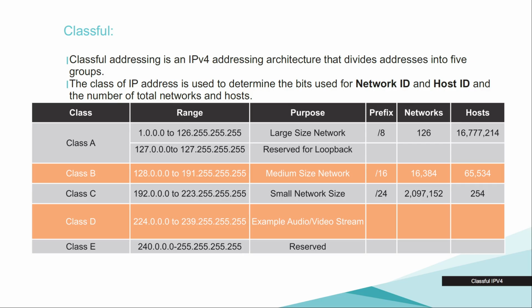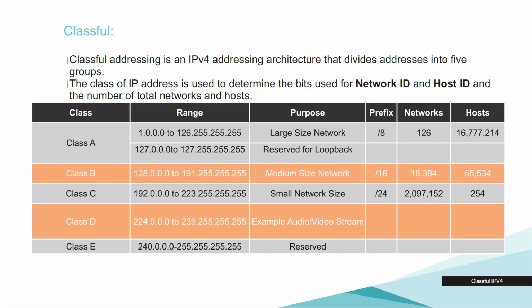And the reason for that is because this range is reserved for loopback. Class A is used for large-size networks. The prefix of Class A is /8. Class A has 126 networks, and the total number of hosts per network is 16,777,214.